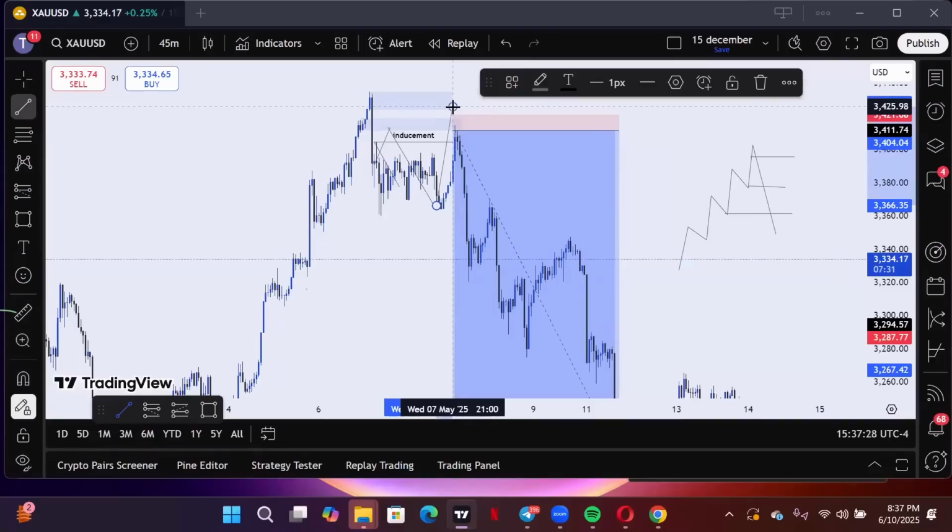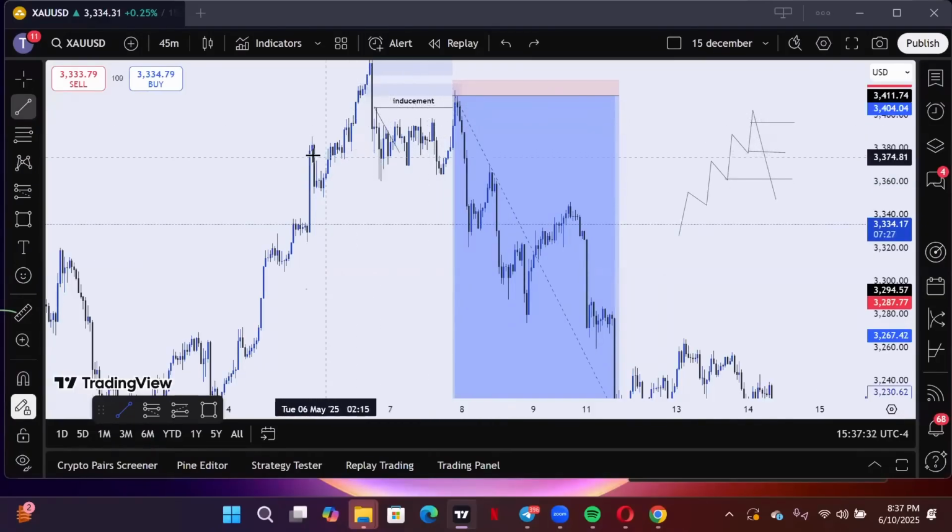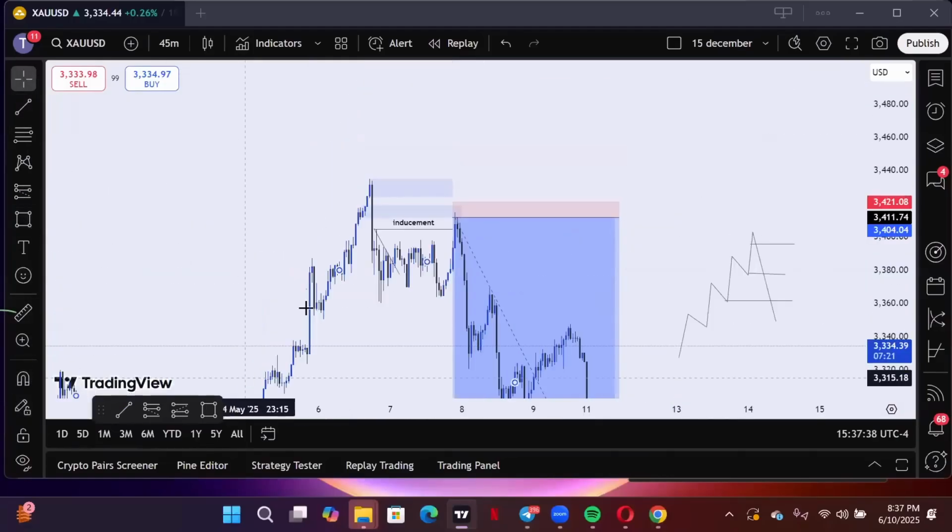Now, since market did not mitigate that inducement, did not mitigate this breaker block, there was no point extending my stop loss all the way above here, because if that zone was to be my entry, market would not still come and tap me in for the entry. So why would market now come and tap me in for it being my stop loss? Do you understand the logic?